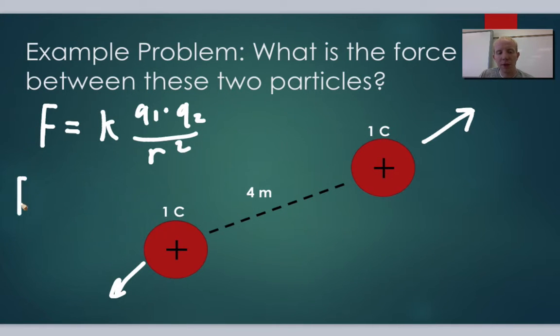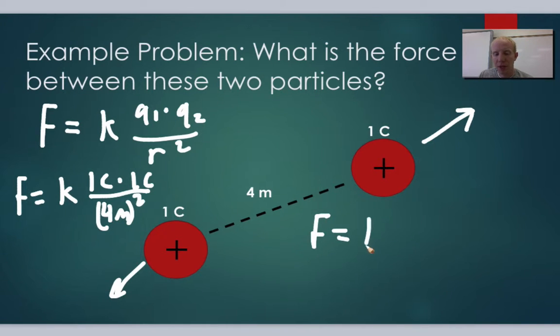So we get that the force is equal to K times 1 C times 1 C over 4 meters squared. By the way, I usually wait to plug in K until the very end because it's such a big number. I want to make sure I do all the other math first before I put this in the calculator. But 1 C times 1 C is 1, and 4 squared is 16, so we get F equals K times 1 Coulomb squared over 16 meters squared. Okay, now we can plug in K.